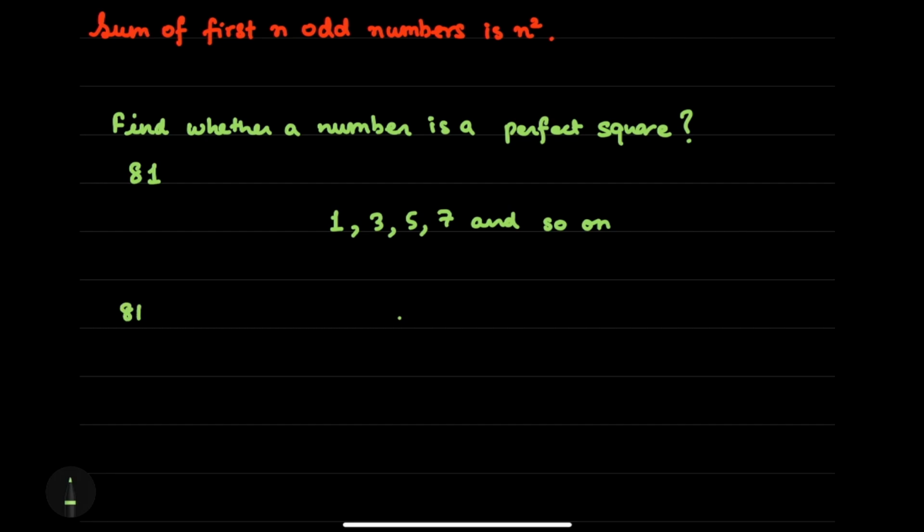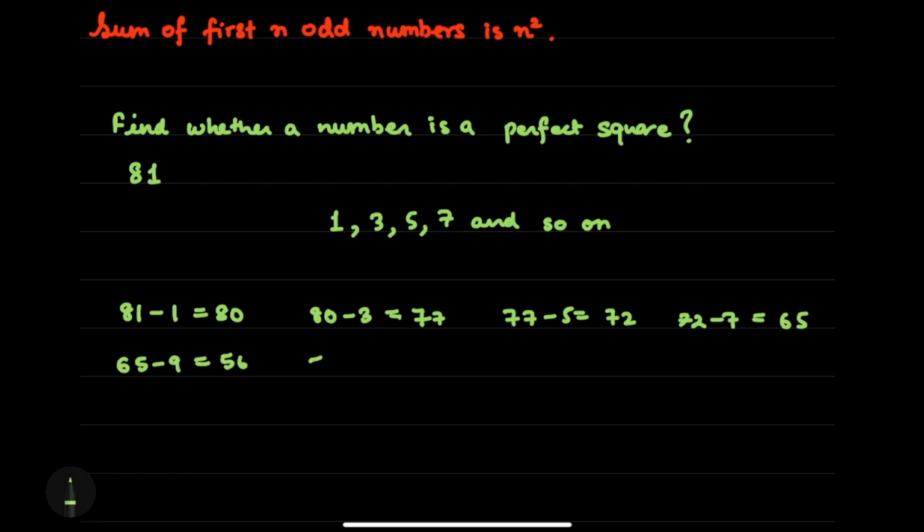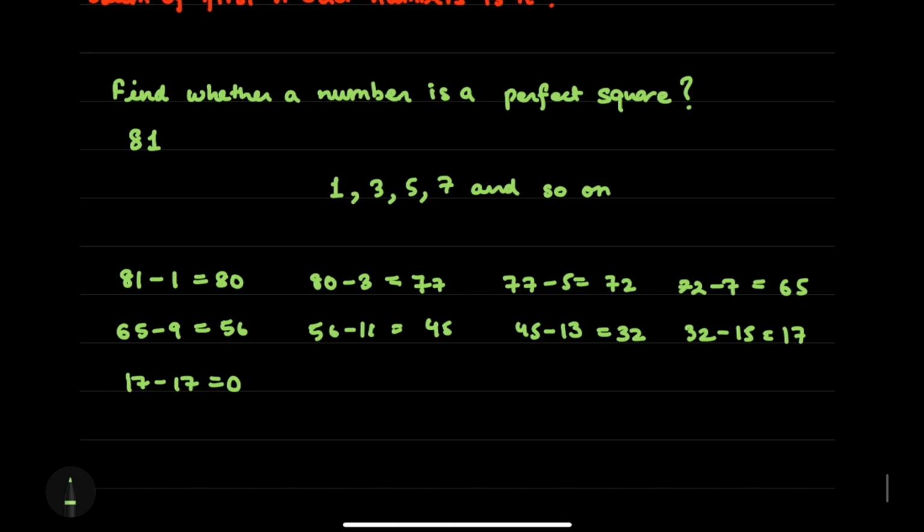First is 81 minus 1, that is 80. Then 80 minus 3 equal to 77. 77 minus 5 is equal to 72. 72 minus 7 is equal to 65. 65 minus 9 is equal to 56. 56 minus 11 is equal to 45. 45 minus 13 is equal to 32. 32 minus 15 is equal to 17. And 17 minus 17 is equal to 0. So as we have reached 0, that means that 81 is a perfect square, and that is the square of 9.